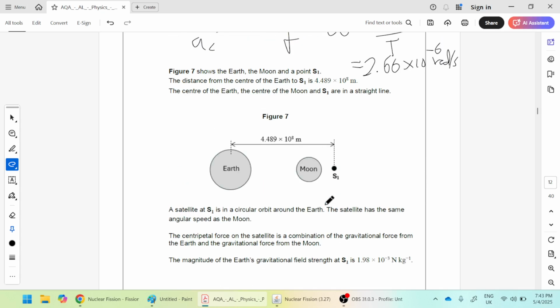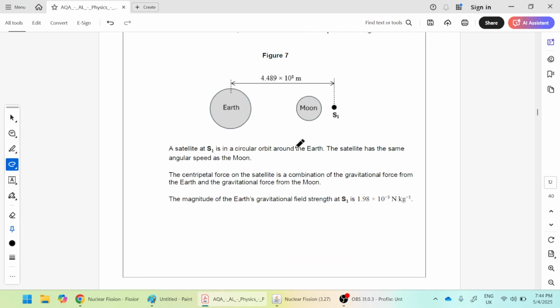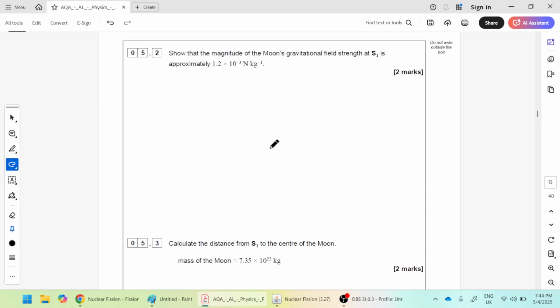Right. Then this figure shows the Earth, the Moon, and a point S1. The distance from the center of the Earth to S1 is given. The center of the Earth, the center of the Moon, and S1 are in a straight line. Satellite S1 is in a circular orbit around the Earth. The satellite has the same angular speed as the Moon. Centripetal force on the satellite is a combination of the gravitational force from the Earth and the gravitational force from the Moon.